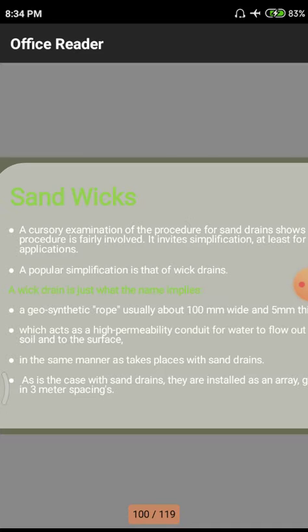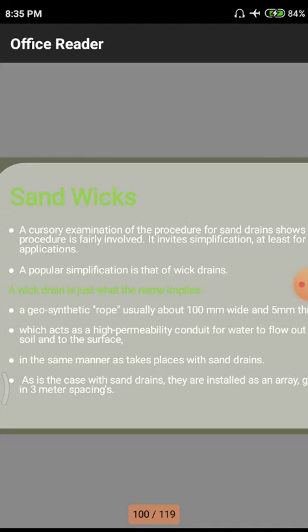Previously I discussed that we have to maintain a proper slope to remove water in the field itself, so these geo drains are used to remove the water using this proper slope and particular polymeric materials, which have 100 mm width and 5 mm thickness. The same process takes place with sand drains also. This is the process of sand wicks. Previously we used sand drains to remove water using preloading techniques, but in sand wicks we use a rope-like synthetic material which has permeability capacity.